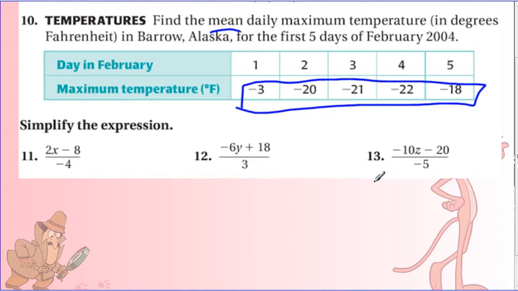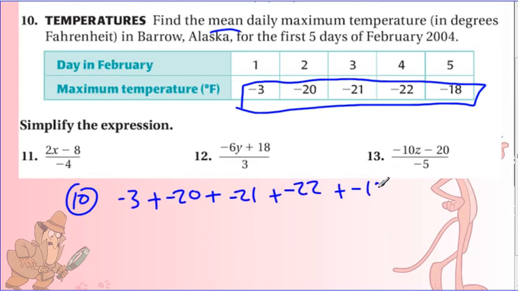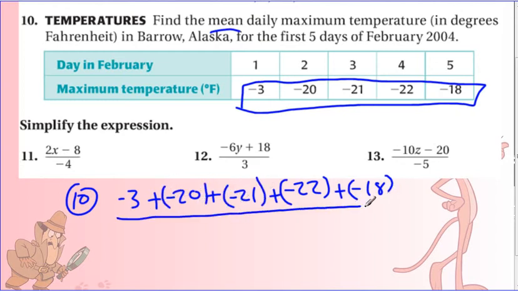So they're all negative, so I don't have to worry about adding positives and adding negatives. I'm just going to add all my negatives together. So let's see. Number 10. I guess I'll just write it out. Negative 3 plus negative 20 plus negative 21 plus negative 22 plus negative 18. And it's good to have our parentheses to keep the pluses and the negative signs separate.